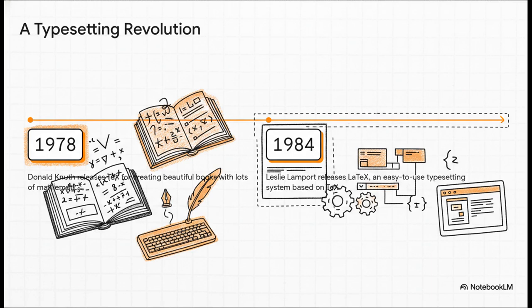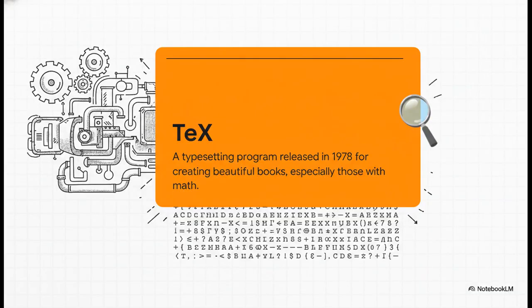So where did this thing even come from? Well, it all started back in 1978. A legendary computer scientist, Donald Knuth, created a program called LaTeX. See, he was obsessed with making beautiful books, especially ones with a ton of complex math. Then, a few years later, in 1984, Leslie Lamport built on top of LaTeX and created LaTeX. He basically built a system of shortcuts that made all that raw typesetting power much, much easier for the rest of us to use.